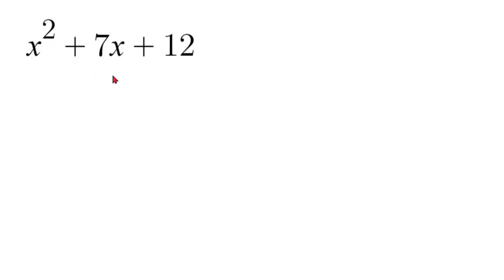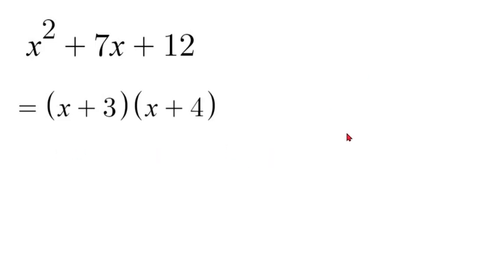So if we had x squared plus 7x plus 12. In order to solve for this, we need to take the factors of 12 and they need to add up to 7. So in this case, we can factor 12 as 4 and 3. And if you add 4 and 3 together, that equals 7. So it would be written as x plus 3 times x plus 4. And that would be factored.